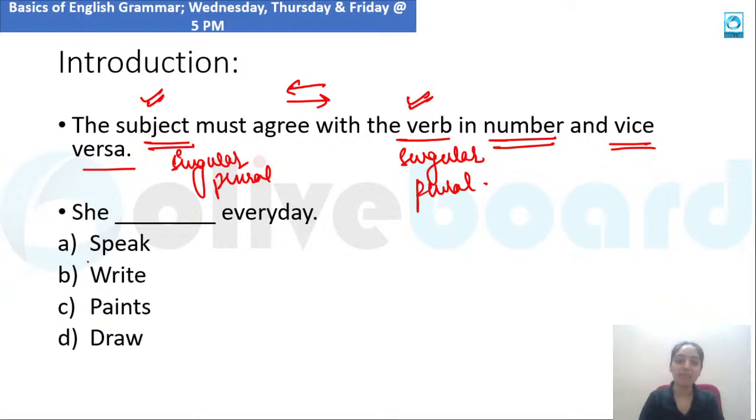Now for an example, try to attempt this question that is given to you, guys. I want all of you to attempt the question that is given to you.